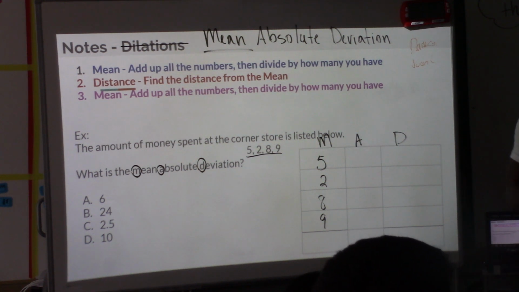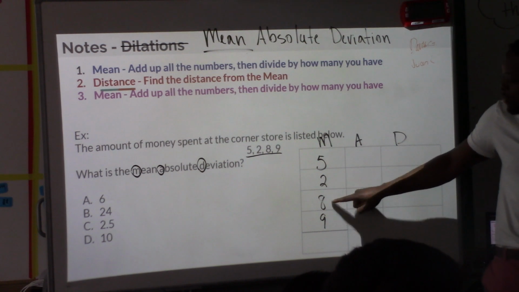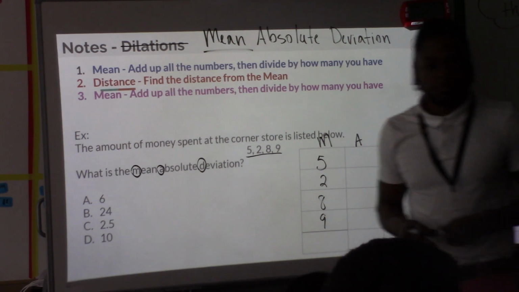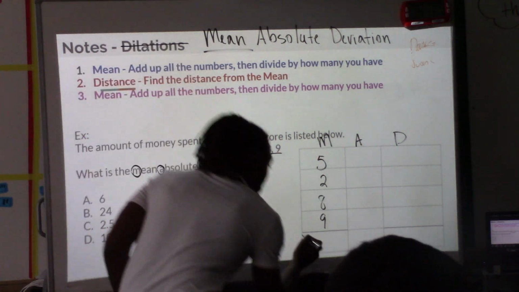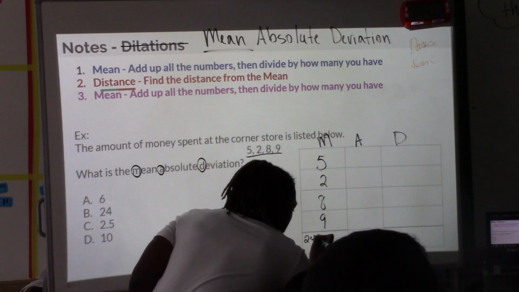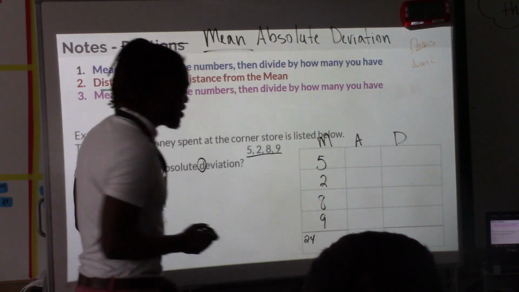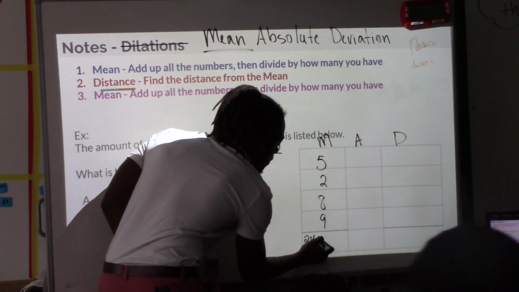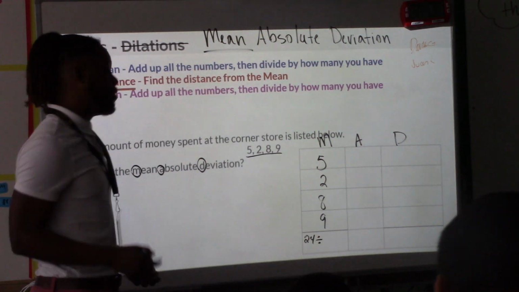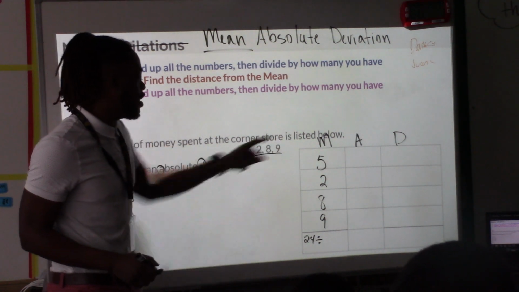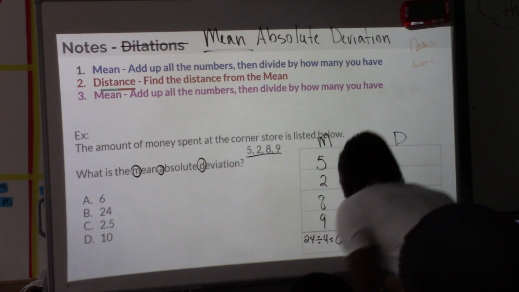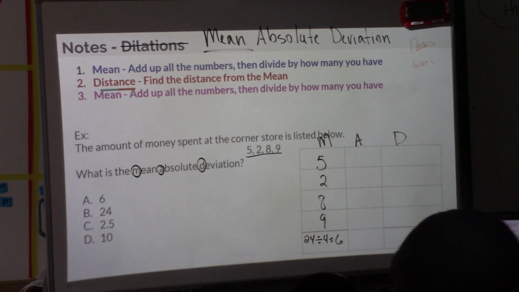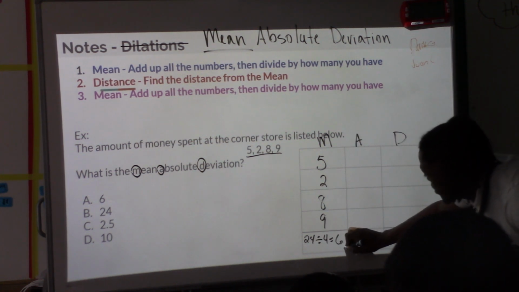The first thing to figure out our average is we need to add them all up. So add up 5 plus 2 plus 8 plus 9, and what do we get? Pick your calculator up. 24. So on my MAD chart, I'm going to write 24, and then I'm going to say divided by 4, the number of numbers that we have. We have 1, 2, 3, 4 numbers. So 24 divided by 4 gives me what? 6. And now, that 6 that I get, I'm going to circle that 6.